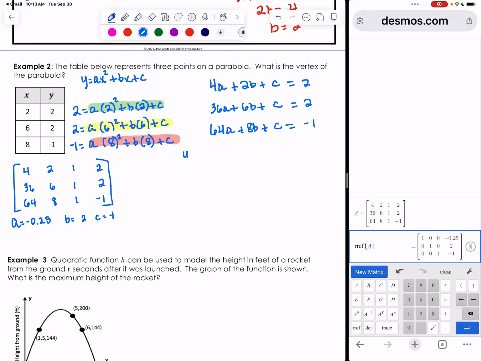So our equation will be, and I'm going to put this in fraction form, -1/4 x squared plus 2x minus 1. So that's our equation.